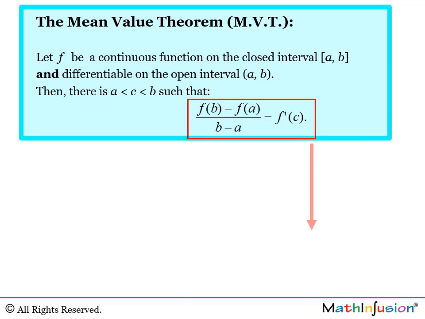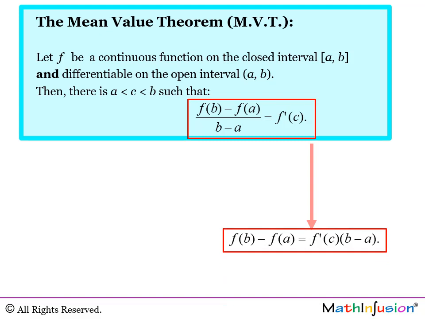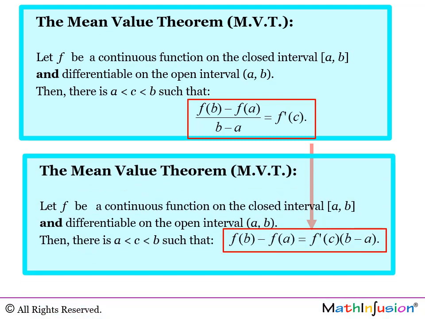There is a better way to write this one. Multiply both sides by b minus a, and we get that f(b) minus f(a) equals f prime of c times (b minus a). So another way to view the mean value theorem is that everything is the same, but in the end, instead of the first equality, I'm writing this equality, which is f(b) minus f(a) equals f prime of c times (b minus a).